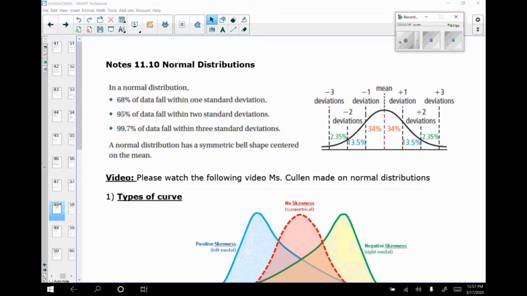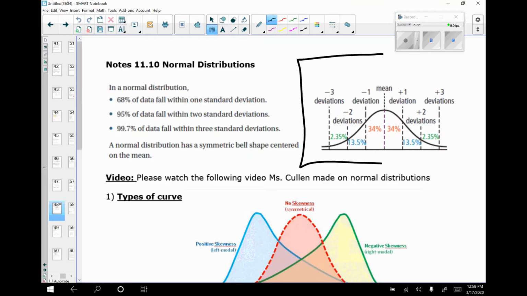Okay, so the biggest thing here starting off is just to be able to know the parts of a normal distribution and a bell curve. So here is a great little photo I have here that kind of explains the parts of a bell curve. Okay, so in the middle here, as you see this purple line, this is your mean. Okay, so your mean is in the middle and all your data goes around it.